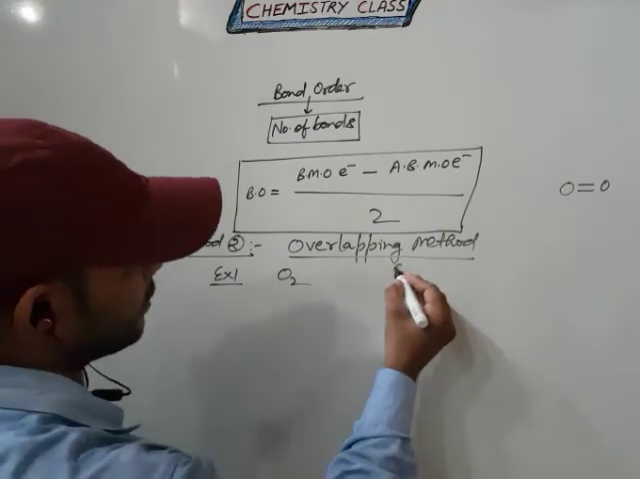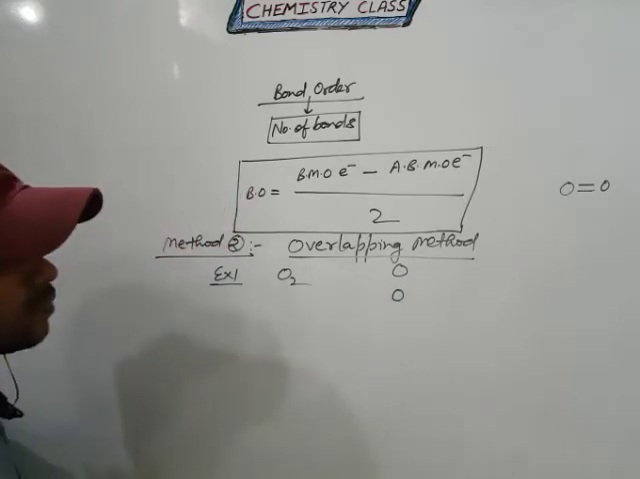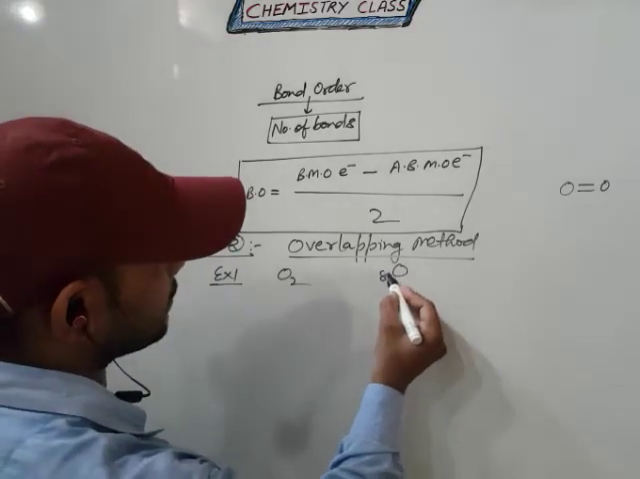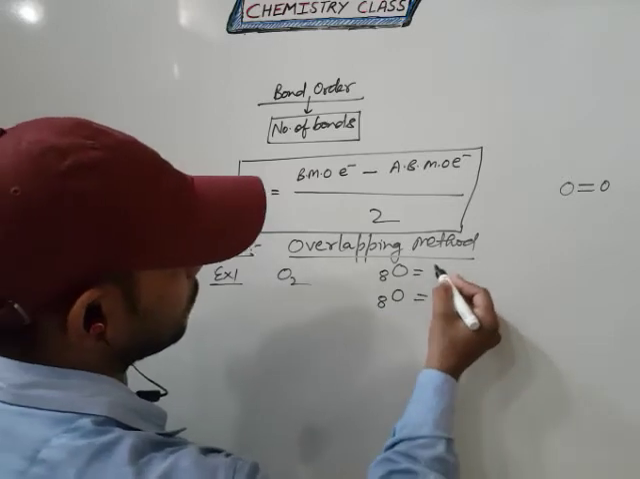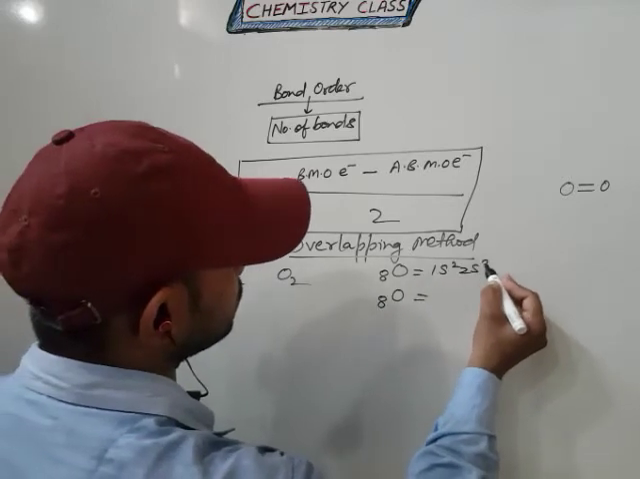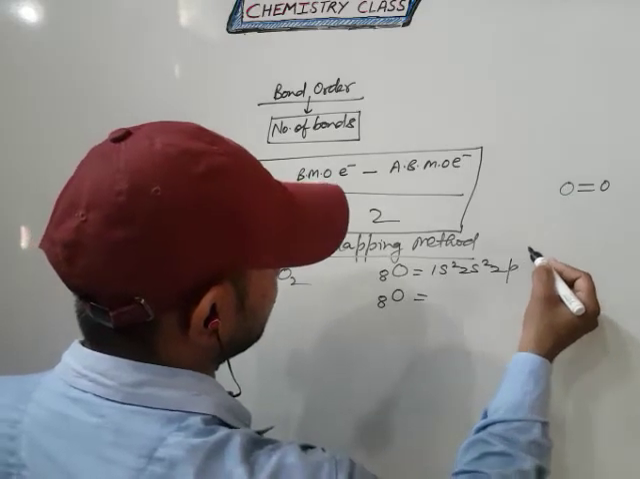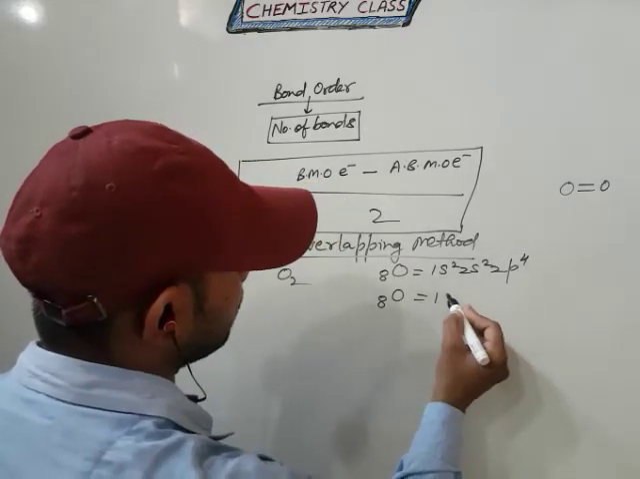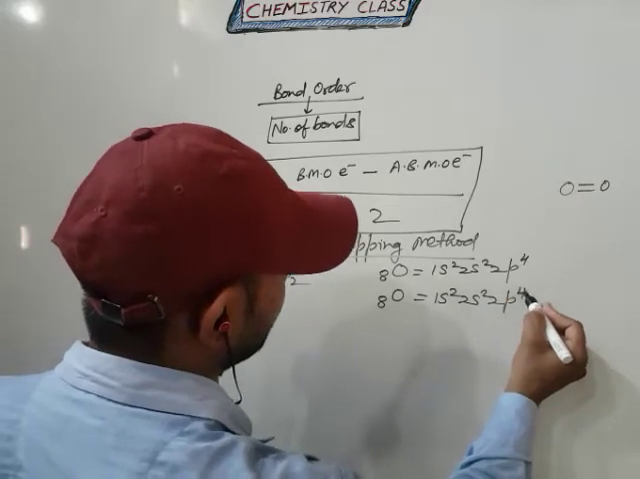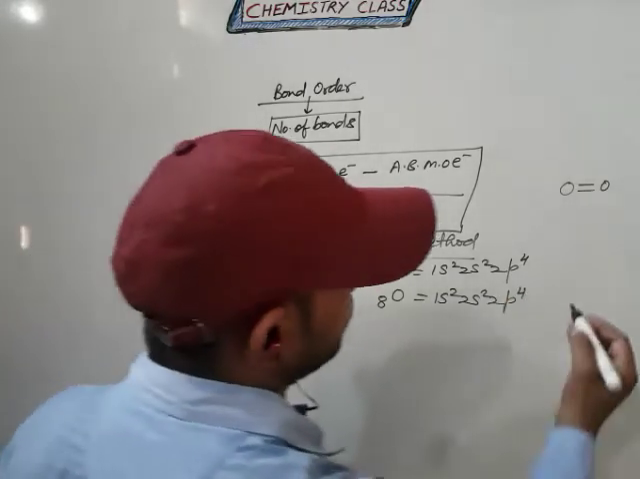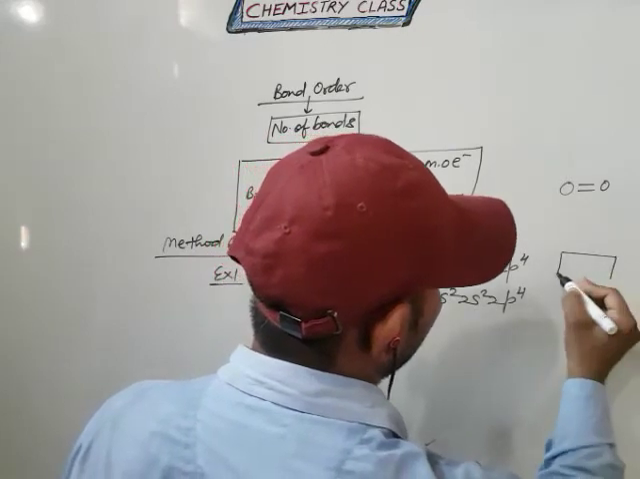First you write the electronic configuration of both oxygen atoms. Oxygen has atomic number 8, so it will come 1s2, 2s2 and 2p4. Same for the other oxygen: 1s2, 2s2 and 2p4. Clear? So students, first draw the p orbitals.